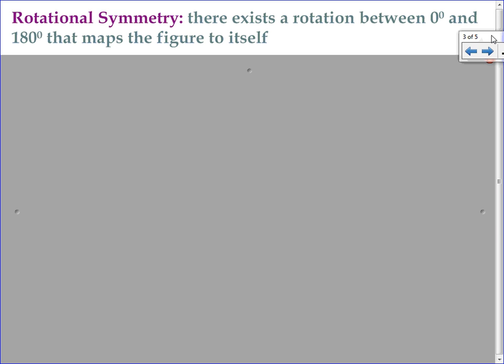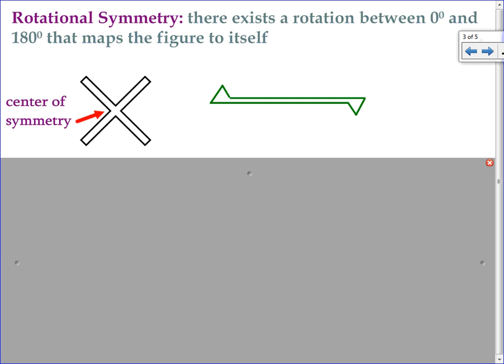So looking at these two, we're going to focus on just the first turn. There are pictures where you can turn them multiple times and they will land on the same location, but we're just going to talk about that first turn. So how far would you have to turn this picture for it to land on itself again? 90 degrees, right? A quarter turn. So the rotational symmetry on that picture is 90 degrees.